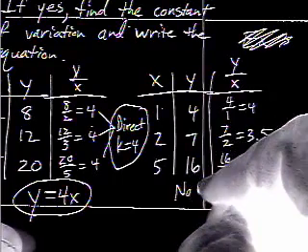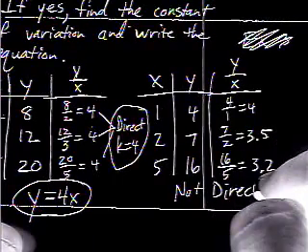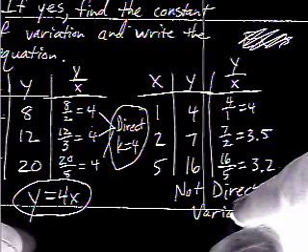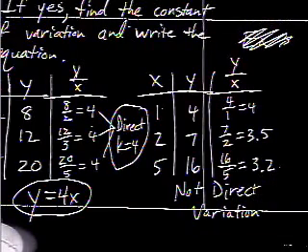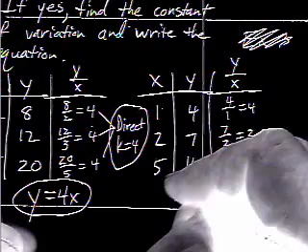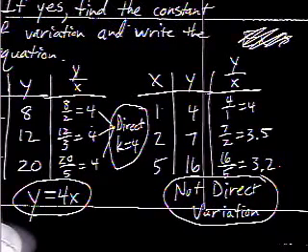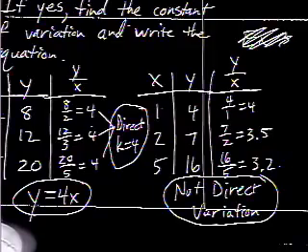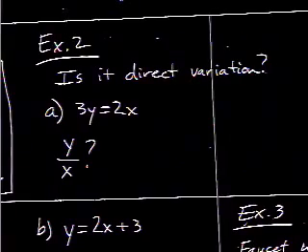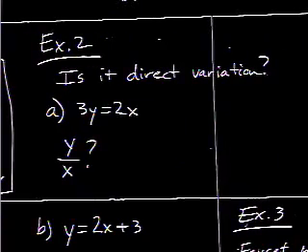So obviously this is not direct variation. In that case, I do not need to come up with a k value or an equation because it's not direct variation. And we haven't talked about any other types of variation to worry about. Okay, so in example 2, it says, is it direct variation? This time they're giving me an equation and I have to come up with an answer.